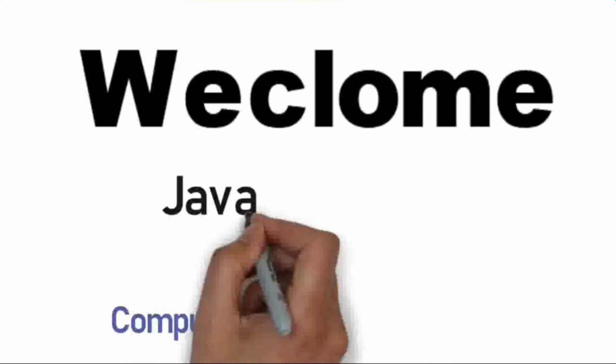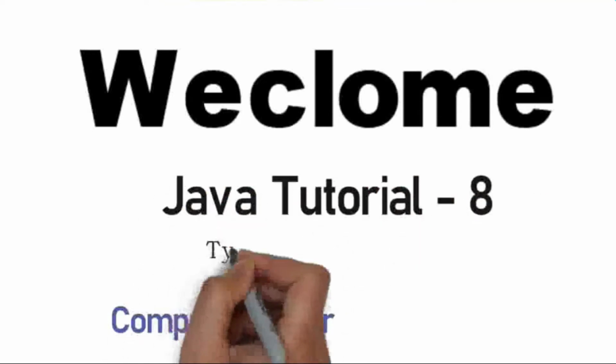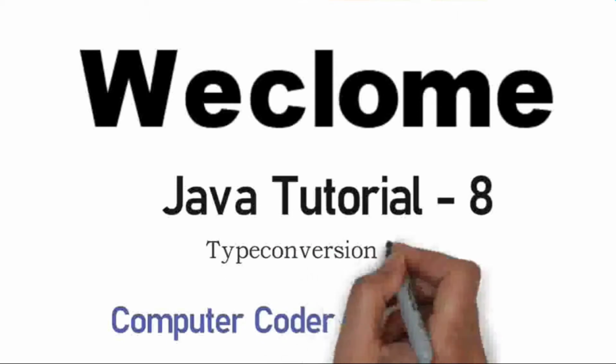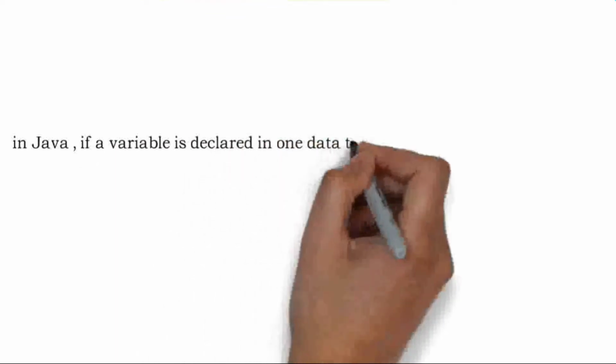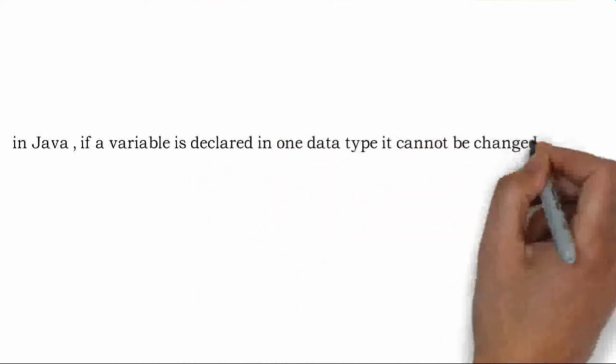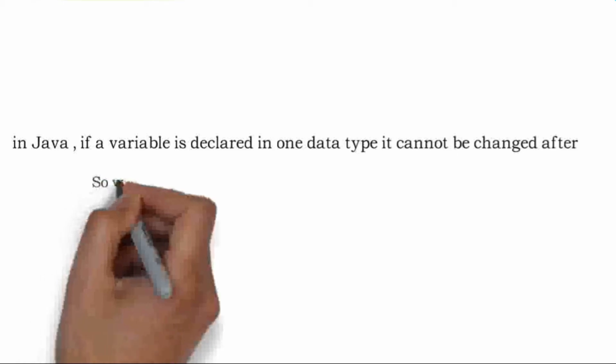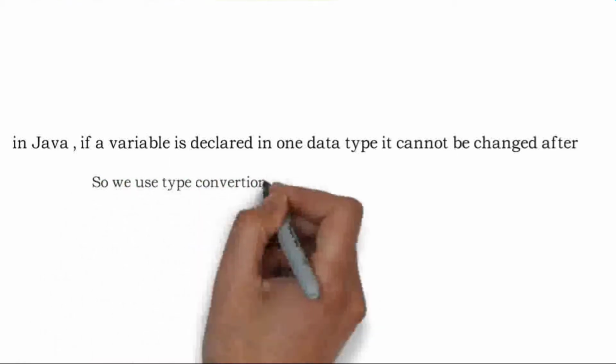This is Java tutorial day 8. Today we're going to see about type conversions in Java. In Java, if a variable is declared in one data type, it cannot be changed after. So we use type conversion to convert one data type to another.